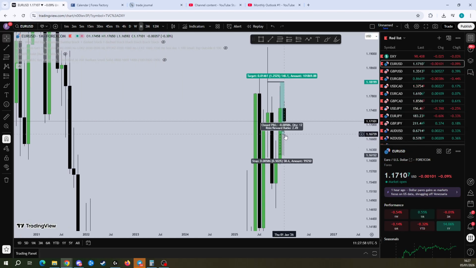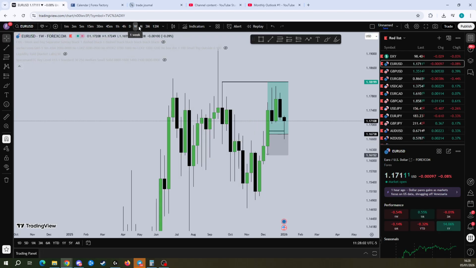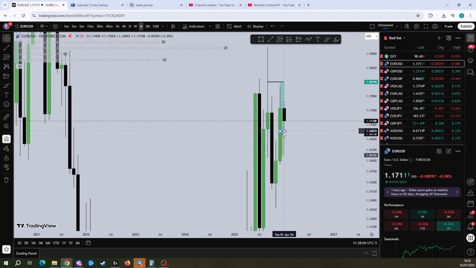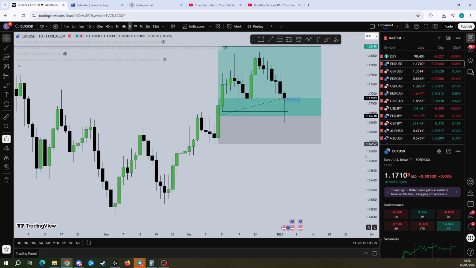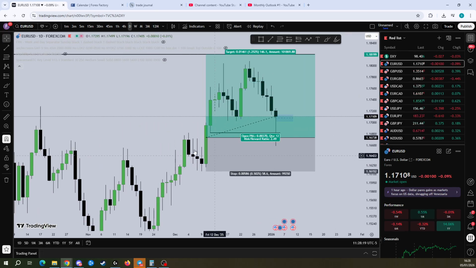Price displacing lower into weekly and daily bullish PD arrays at the start of the month. This is likely the monthly manipulation, and if we start to displace higher and get above the monthly open, then this is likely the low of the month placed in. So yeah, essentially order block and fair value gap.